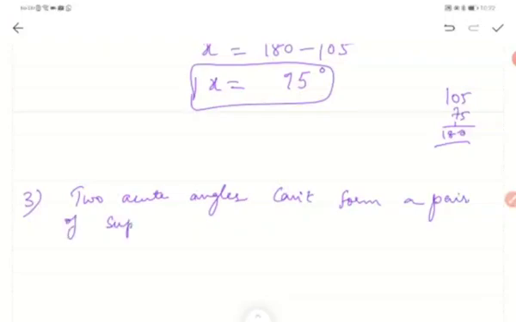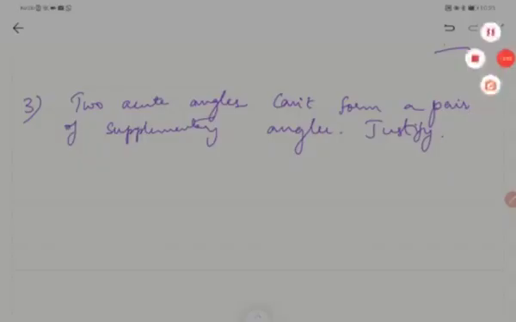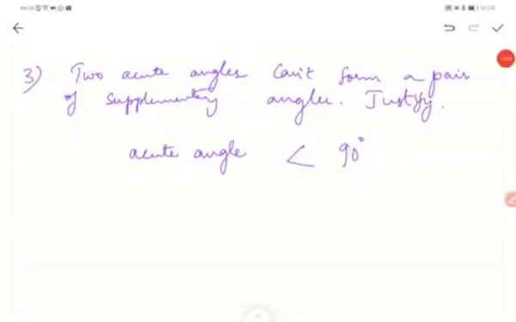They are asking us to justify that. Okay, supplementary angles, justify. Tell me, why is it not possible? They can't form a pair of supplementary angles. First of all, what is an acute angle? An acute angle is an angle less than 90 degrees, isn't it? So your acute angle is always less than 90 degrees.